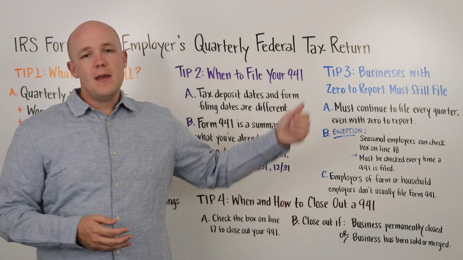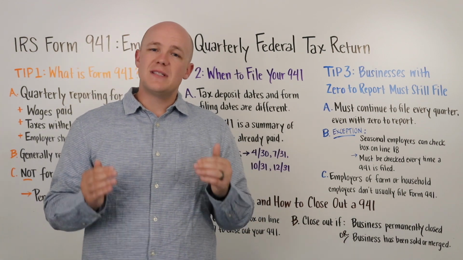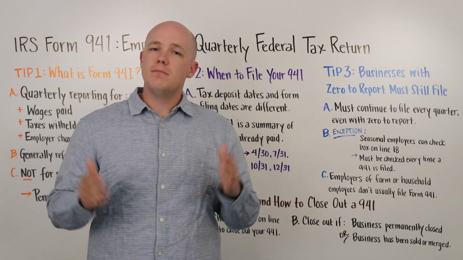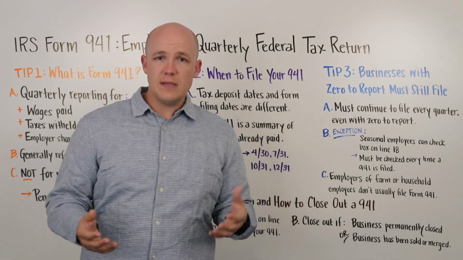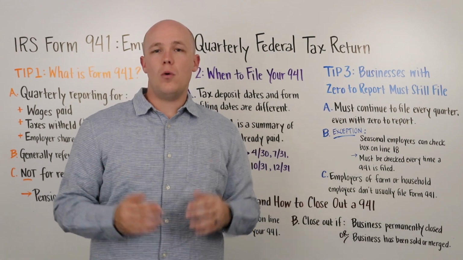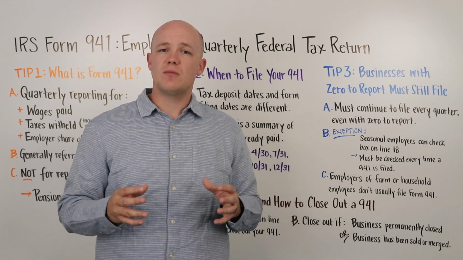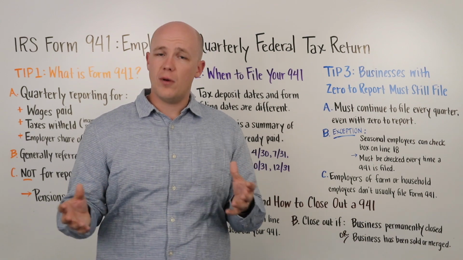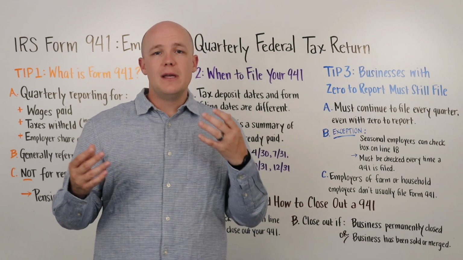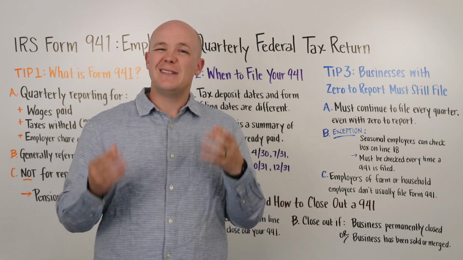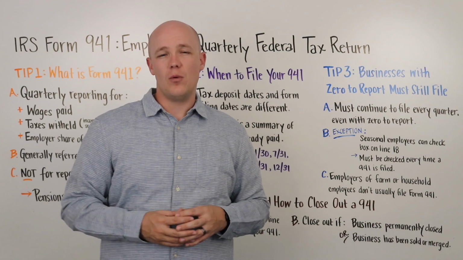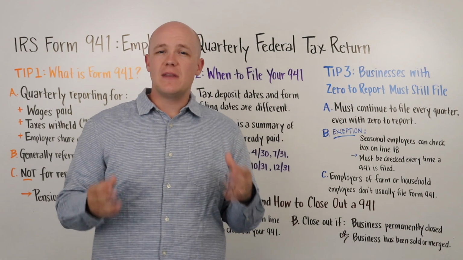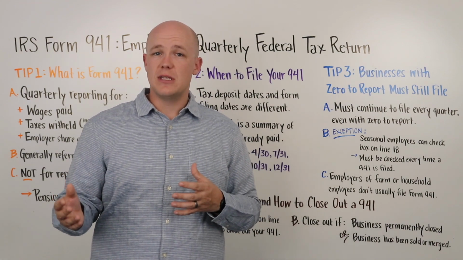Tip number three. Businesses with zero to report must still file Form 941 most of the time. Once businesses start filing their quarterly 941s, they must continue to file every quarter thereafter. This is true even for small businesses that have no taxes to report for that quarter. The IRS will hit the business with a failure to file penalty if you don't file Form 941 every quarter, even if they have no wages to report. However, the IRS does make a few exceptions to these rules.